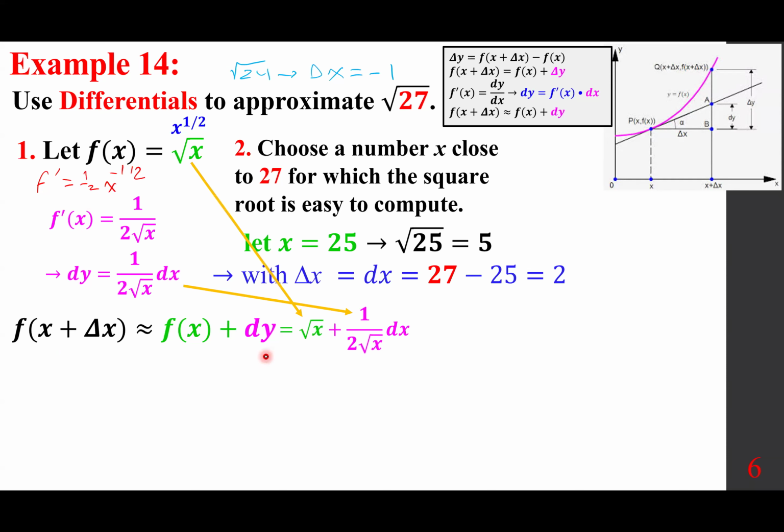And now we have f of x, square root of x, and then we have dy. Okay, now we are ready to evaluate square root of 27, or f of 27. 27 is the sum of 25 and 2, right? That's the number that we have. 25 is the x, 2 is delta x or dx. So replace the x with 25 here and here, each one gives you 5, and dx with 2.